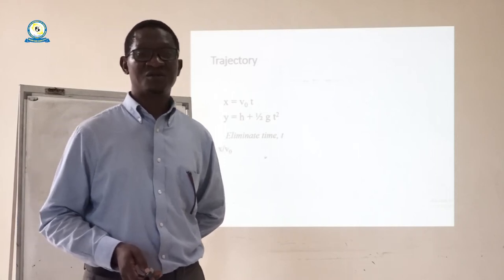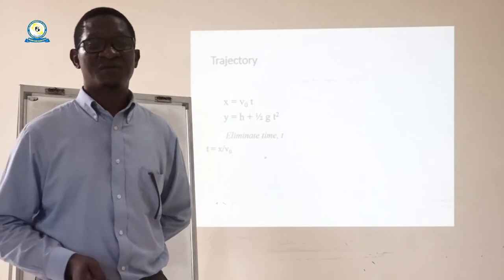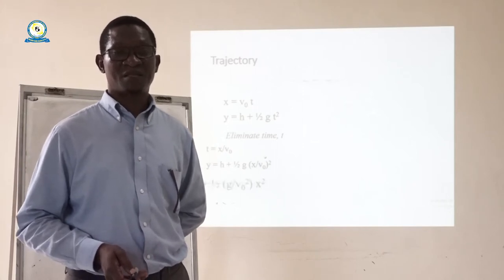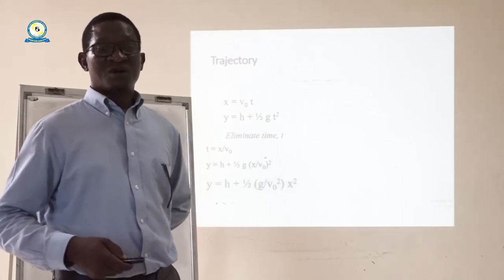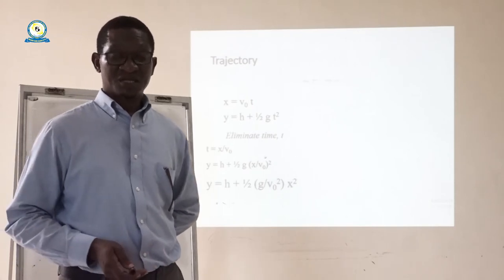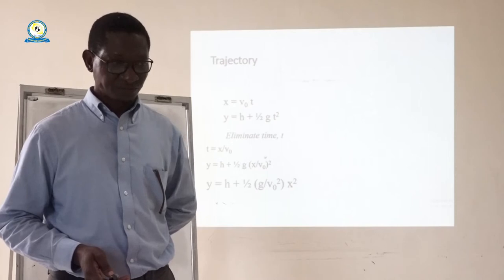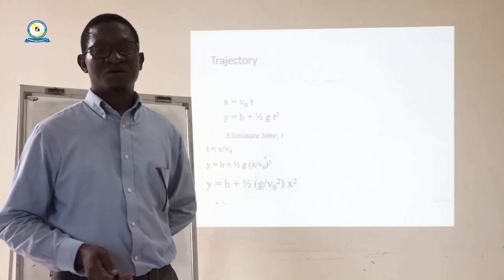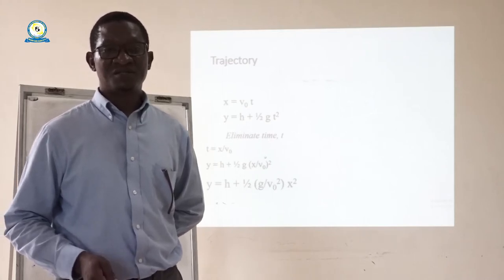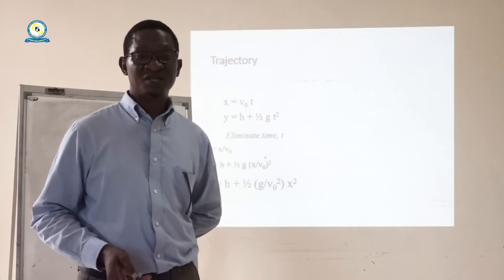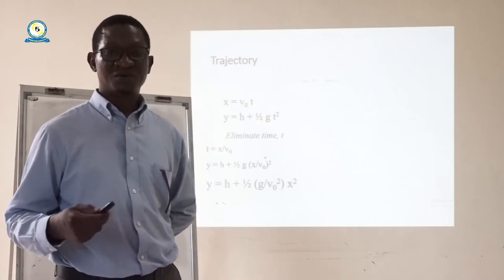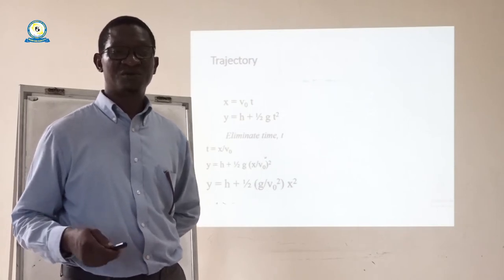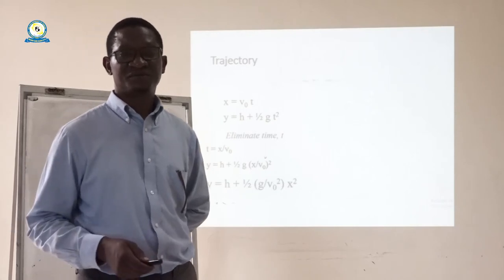Eliminate time, use the first equation, and then substitute in the second equation. Because why we do this in projectile motion is a topic of questions. You always manipulate three equations. These three equations, you manipulate them, you use them anyhow in solving matters in projectile motion.